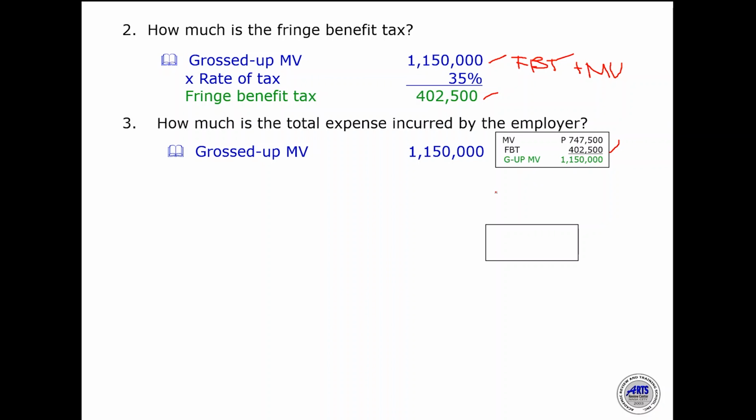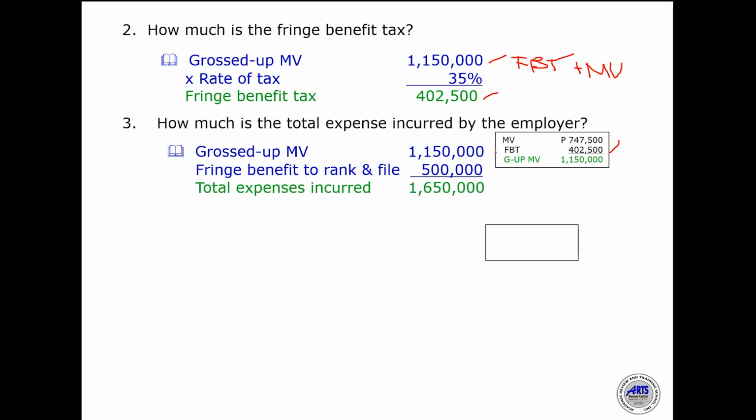Mayroon pa bang ibang expenses incurred? Ito, para pa lang ito sa supervisory and managerial. Idagdag mo yung sa rank and file na 500,000. So the total expenses incurred is 1,650,000. Kuha mo. Next question. What is the journal entry to record the transaction?